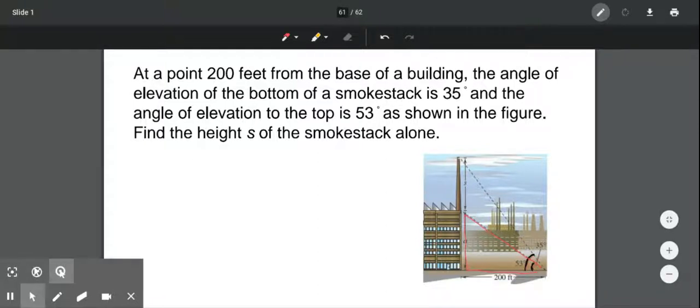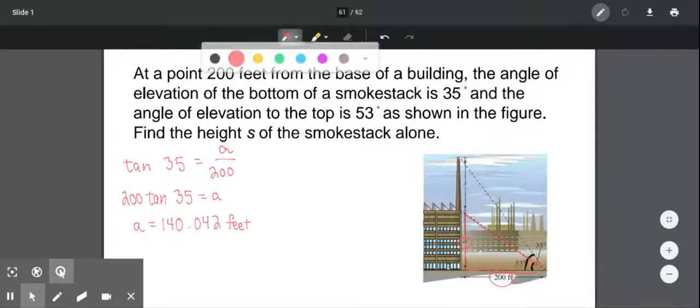If we were to set up, we have the opposite and the adjacent, right? So that's a tangent. We could say that the tangent of 35 equals A over 200, or 200 times the tangent of 35 equals A. So we get that the building is 140.042 feet.